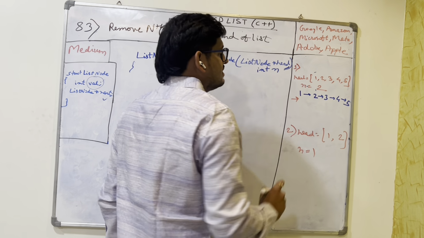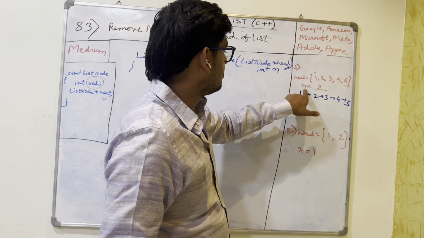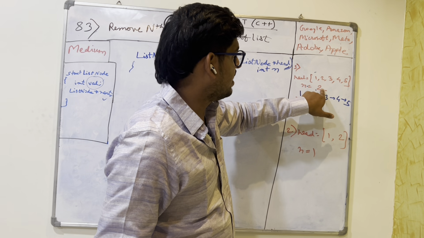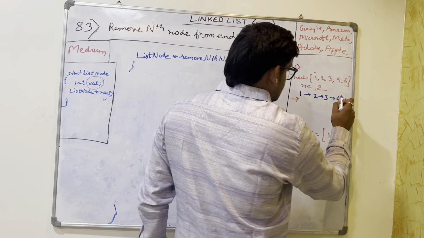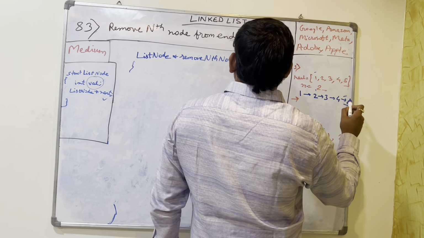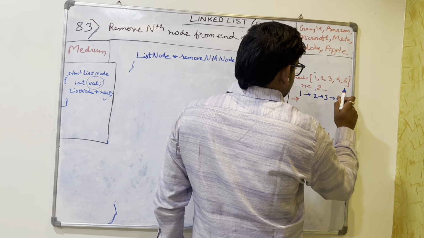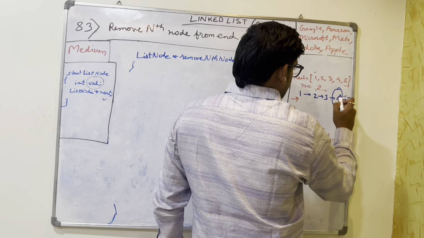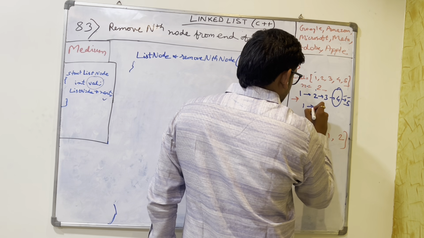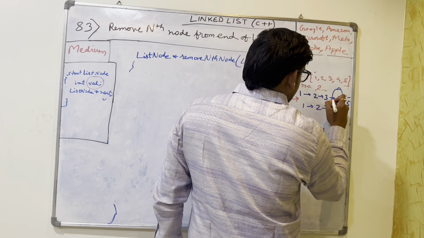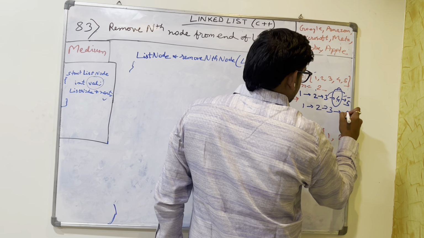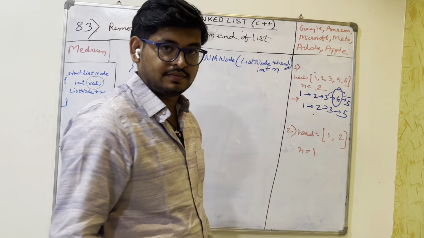We need to remove the nth node from end of list. That means if we start from end, the second one from the end we need to remove. That means this is the first node and this is the second node. So this 4 element we need to remove. That means after removing this, it would be like 1 2 3 and 3's pointer would, instead of pointing to 4, would point to 5, right? So this will be our answer.